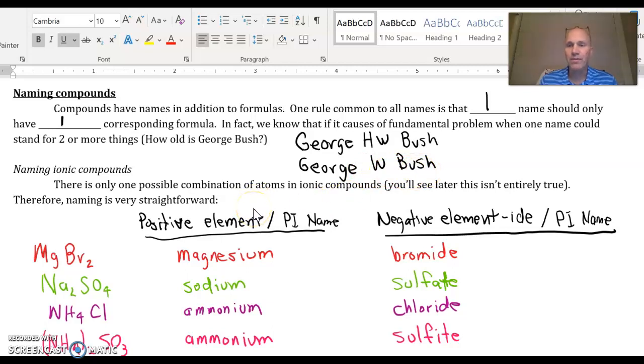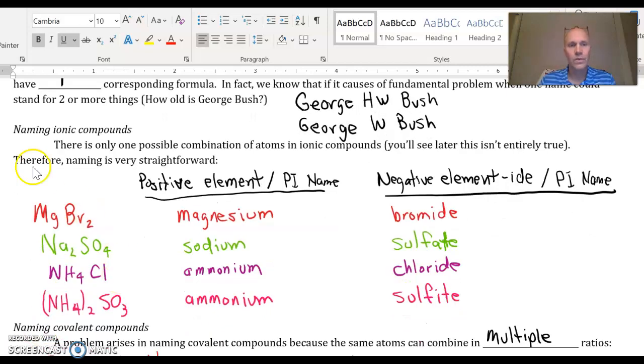The same type of issue is going to happen with chemical names and formulas. If for a given chemical name it could only correspond to one formula, then we tend to give it a very simple name. But if a given name could possibly refer to two separate chemical formulas, we have to do something to that name so that you could distinguish between the two compounds. You'll see examples of how that works in just a second. So we're going to start off with naming ionic compounds.